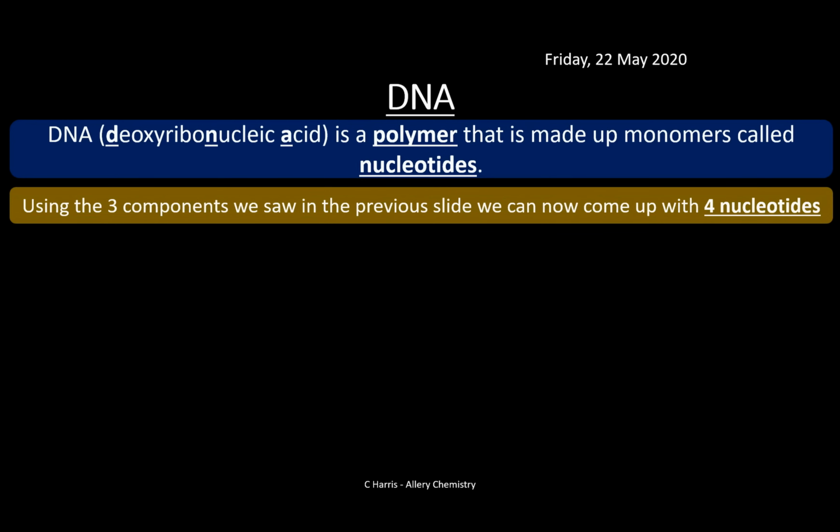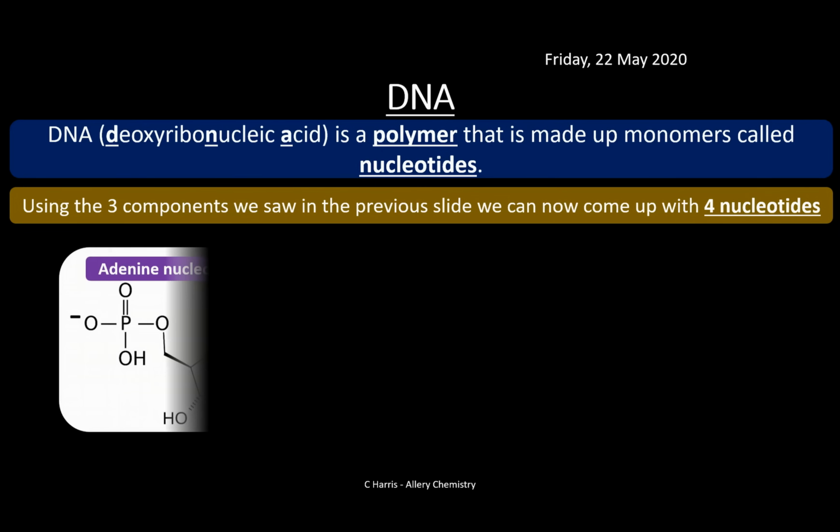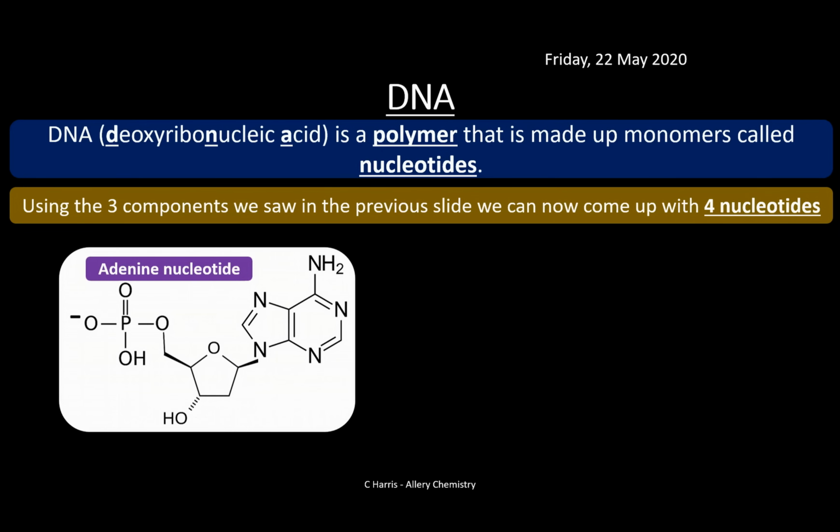Okay, so using those 3 components that we've seen in the previous slide, we can come up with 4 nucleotides, okay? So the first one is an adenine nucleotide. Remember the nitrogen that was circled on the previous slide. That means that this is bonding with the pentose sugar, which is here, and then onto the phosphate, which is at the top here. So that there, as you can see, is a nucleotide. That's one of the monomers that make up DNA.